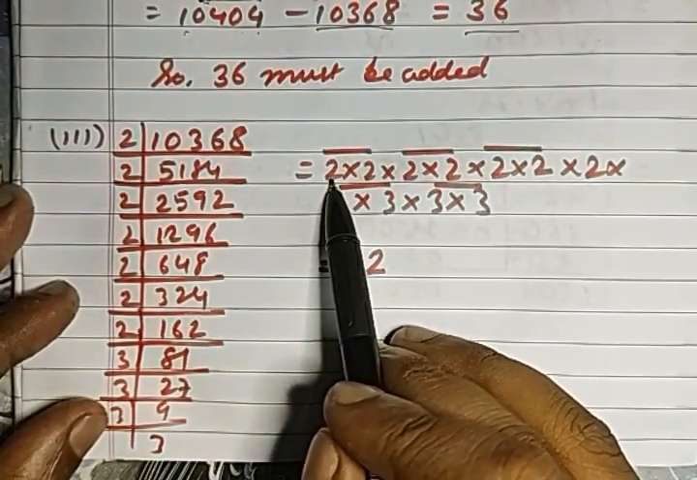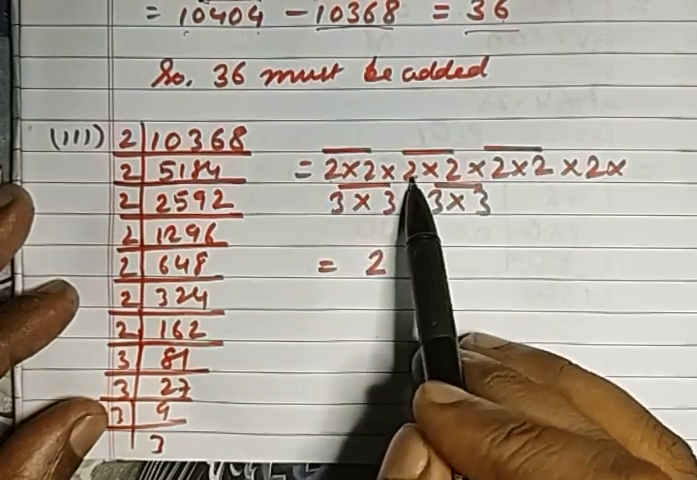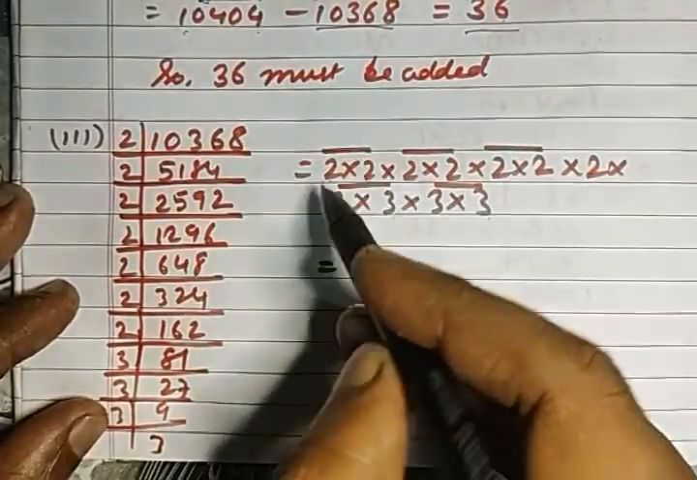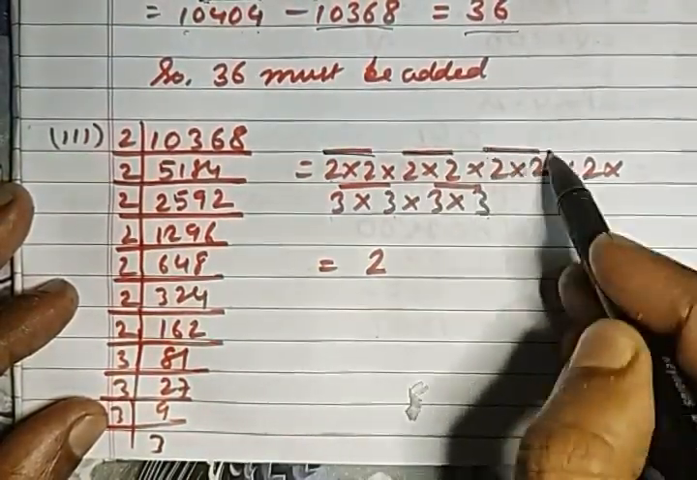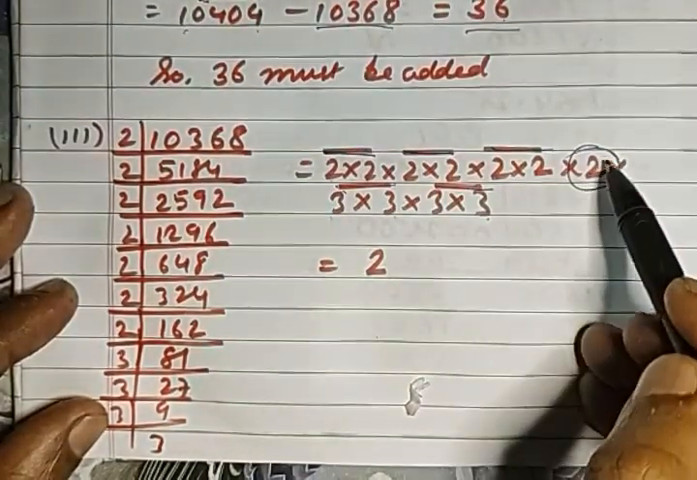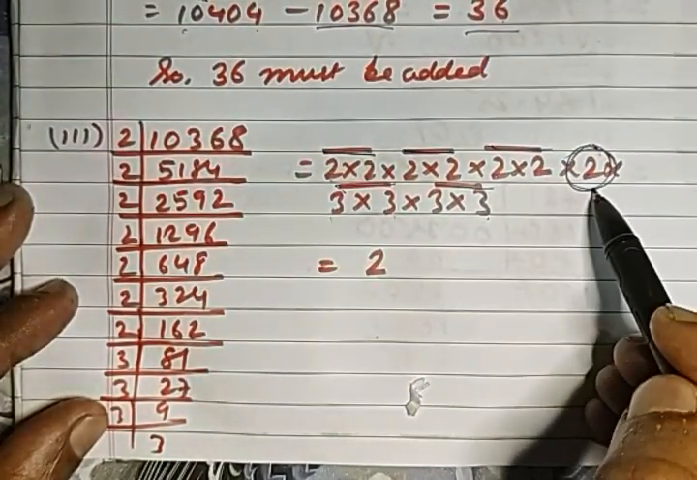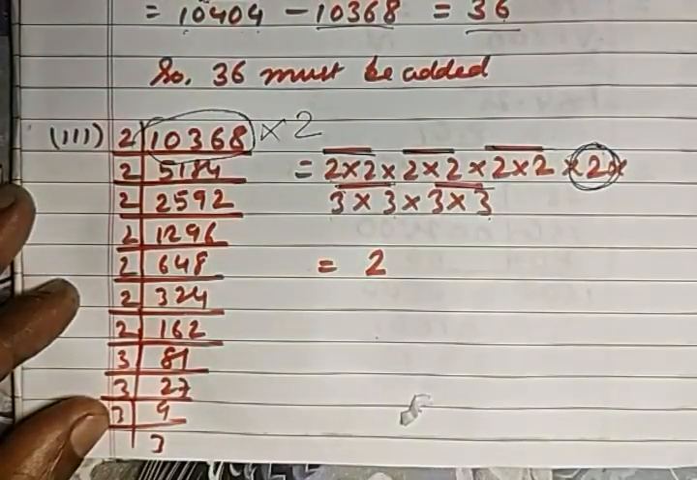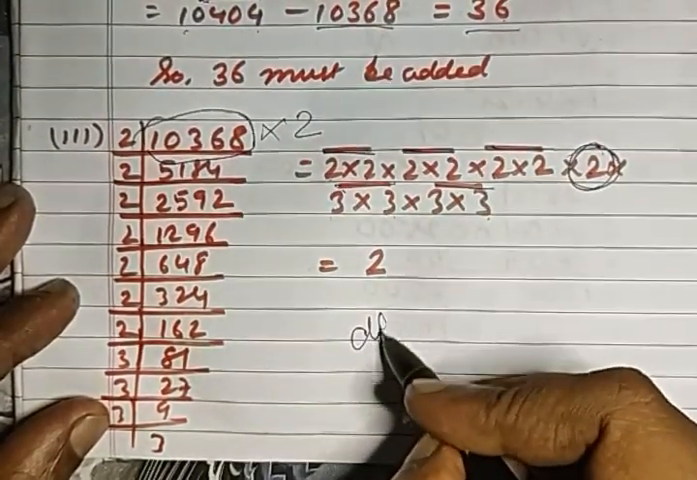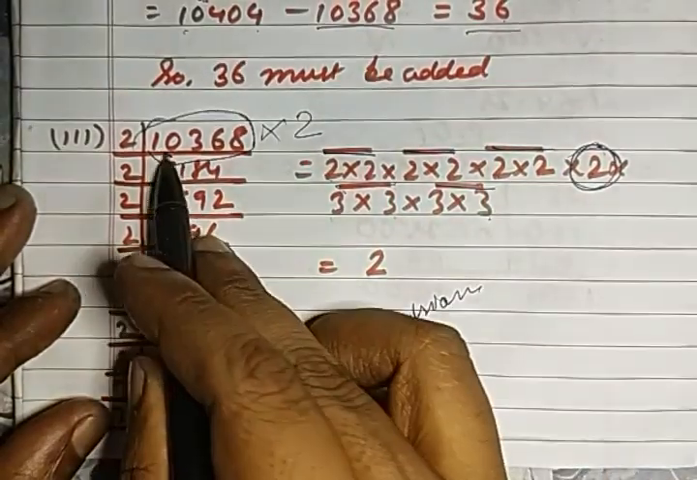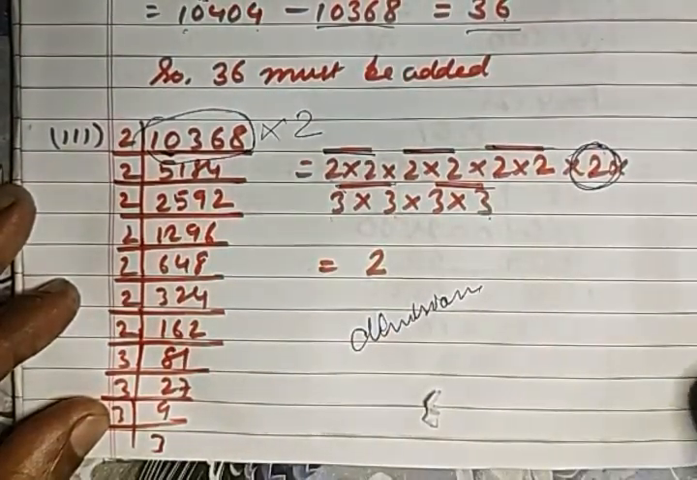When we have written the factors of this, we are getting seven 2s and four 3s. If we make pairs, the 2s pair up, but one 2 is left alone, and here also I am getting pairs. So only one thing is remaining alone, that is 2. If we multiply this number with 2, then we will get a perfect square. Same for the division also. If we divide this number by 2, we will get a perfect square.